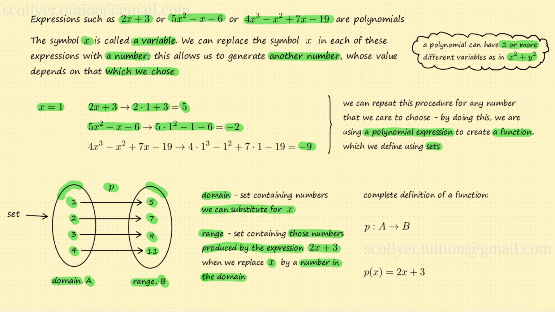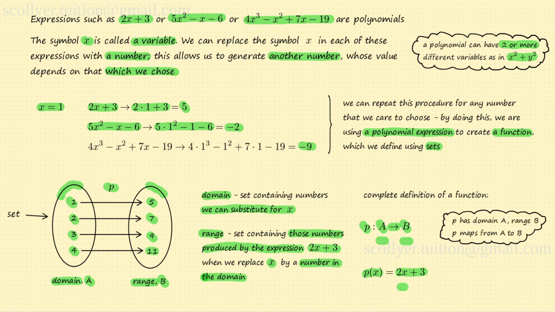And so here we see how to give the complete definition of a function. We have the function's name, p, we have the name of the domain set, and we have the name of the range set, and we indicate that numbers in A are associated with numbers in B via this arrow, and we have the formula for the function. In this case, we say p of x equals 2x plus 3, and this indicates that x must be one of the numbers in the domain.